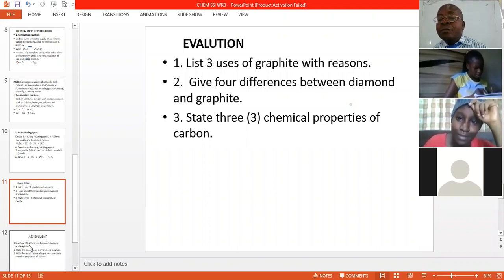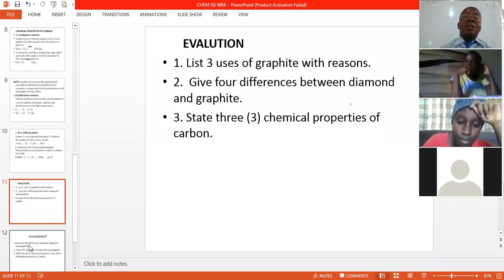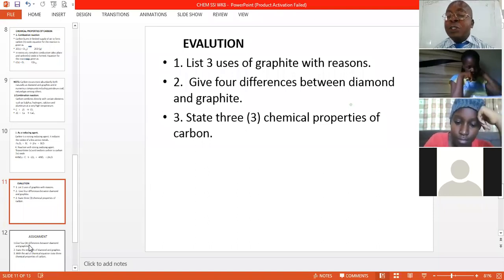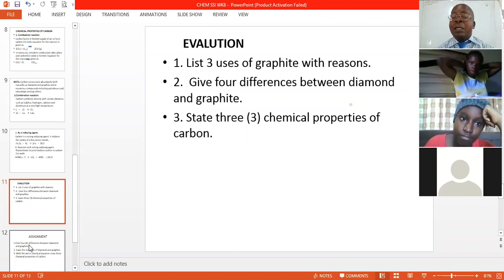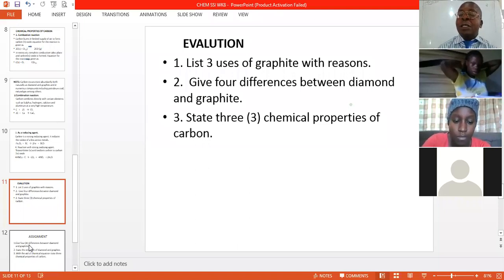So what if you only write the chemical equation? If you are asked to state, with the aid of chemical equation, the chemical properties of carbon, and you write only the chemical equation, you will get your full mark, because they say with the aid of chemical equation. But if it is not stated like that, you have to explain and then write down the chemical equation under it. Is that clear? Yes, sir. Any question again? No, sir.